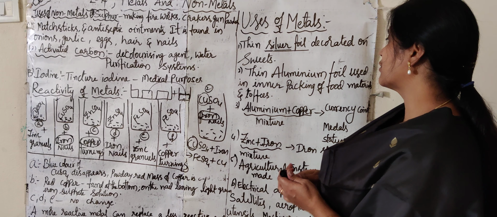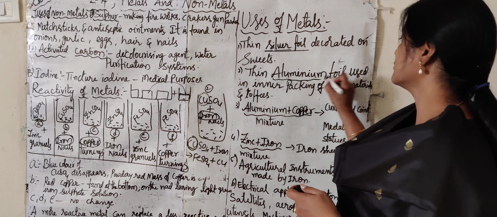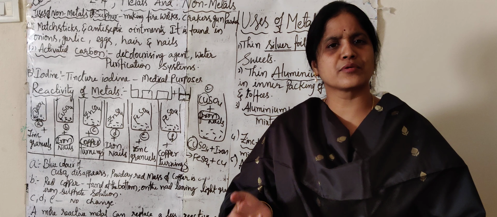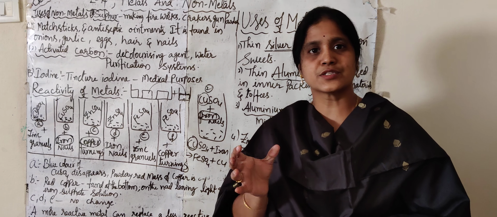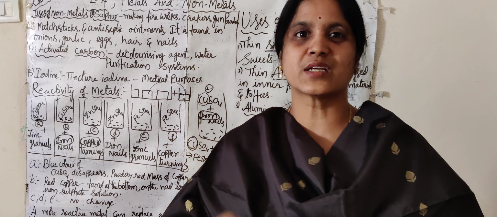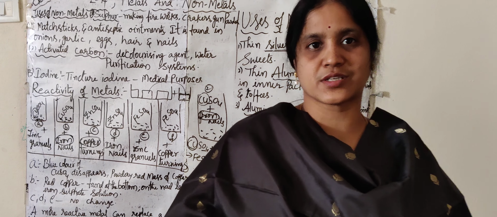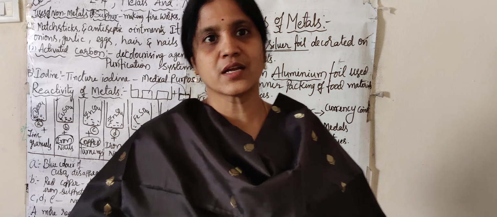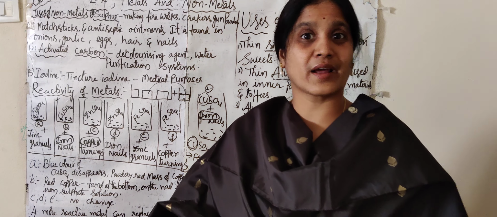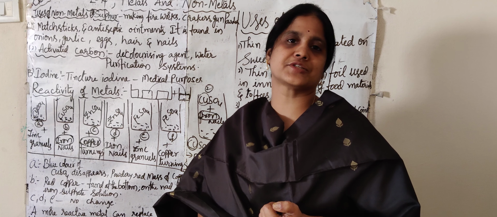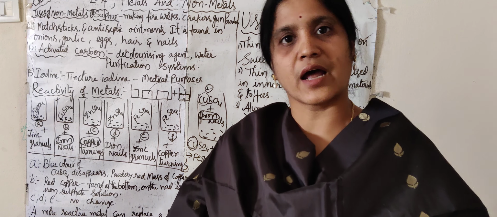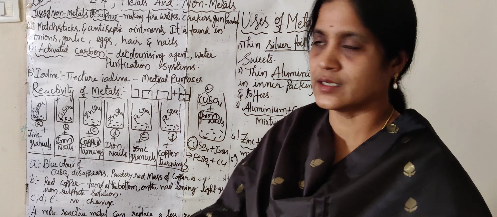And if you take aluminum, you can use it in the rice cooker and normal cookers. The material used is aluminum only. It is cheaper than all the metals, it is lightweight, and it will not corrode like iron, and there is no color change. Aluminum is unreactive with oxygen.